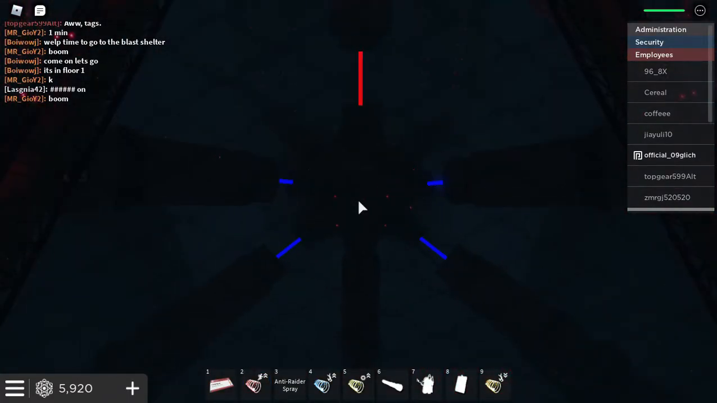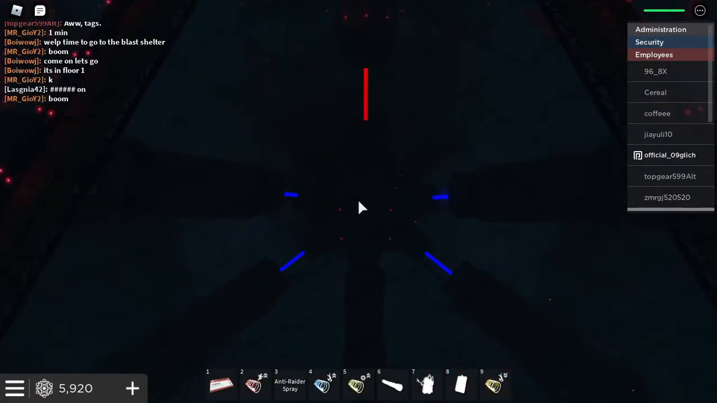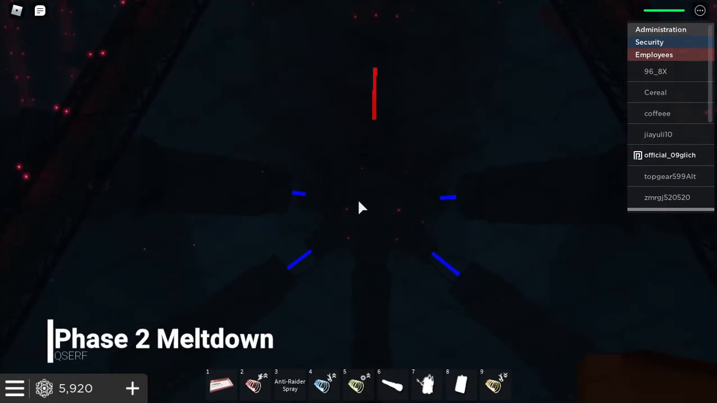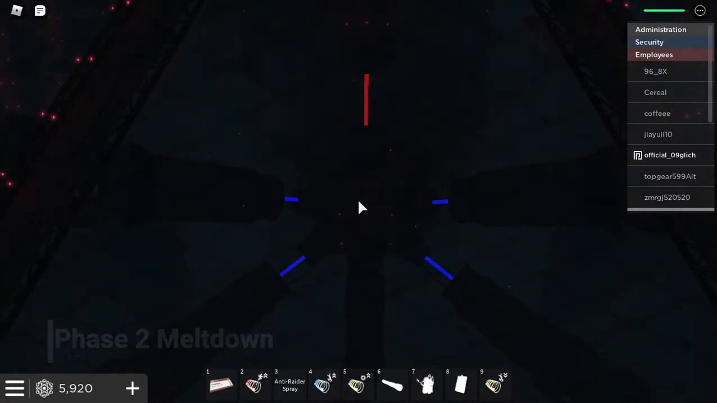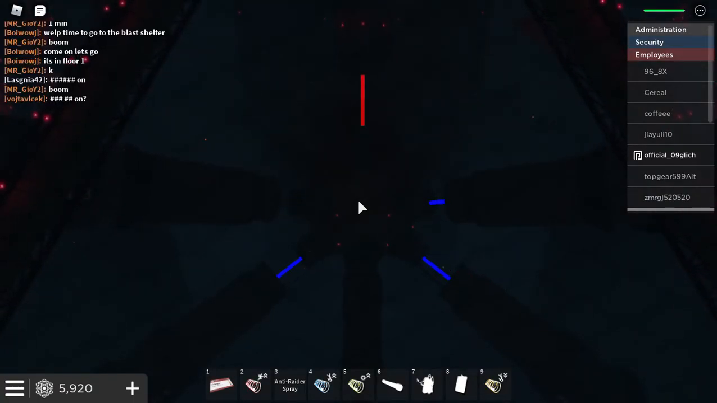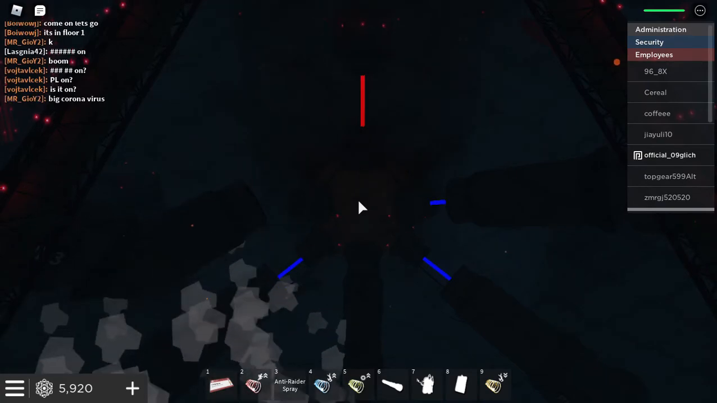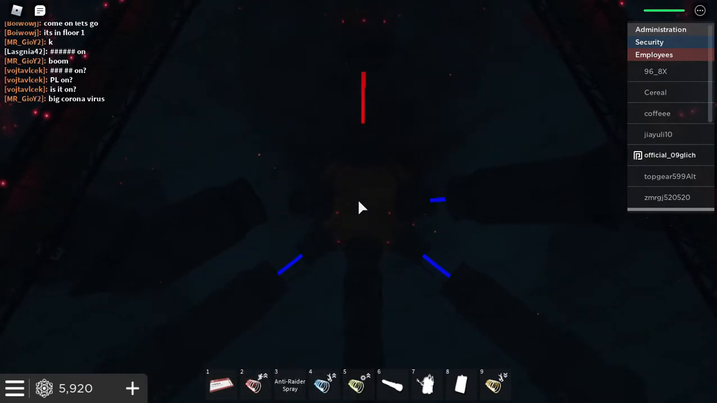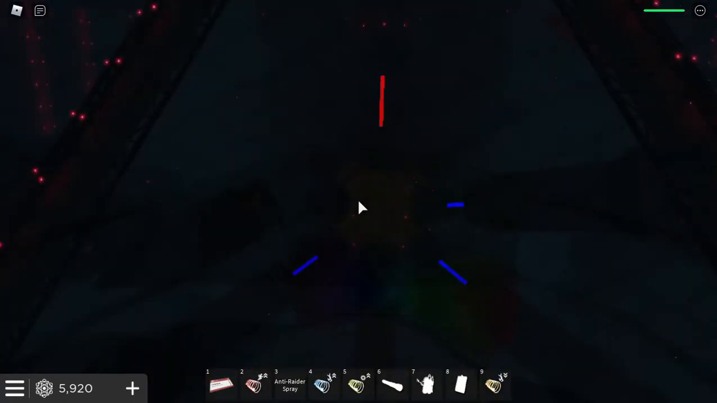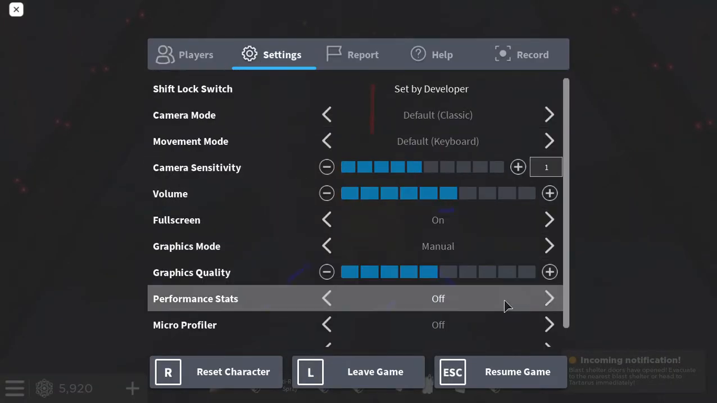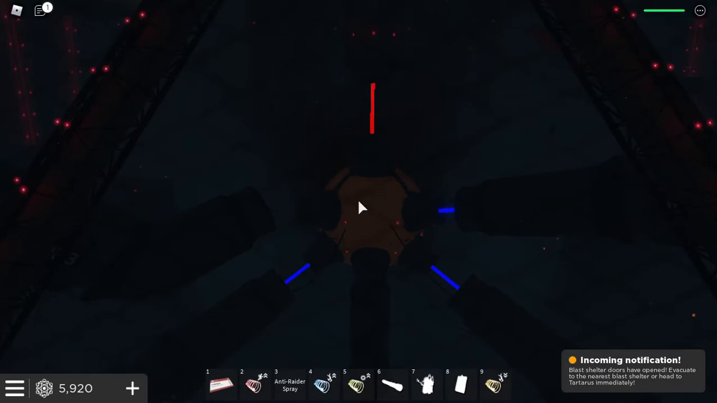Attention, all facility personnel. A code black directive has been issued. Evacuate to Tartarus immediately. Attention, dark matter reactor operations team. Please evacuate the facility immediately. Control system error. Reactor controls irresponsive to dark matter reactor primary control node. Attention, facility personnel. Please proceed to the nearest ship immediately.